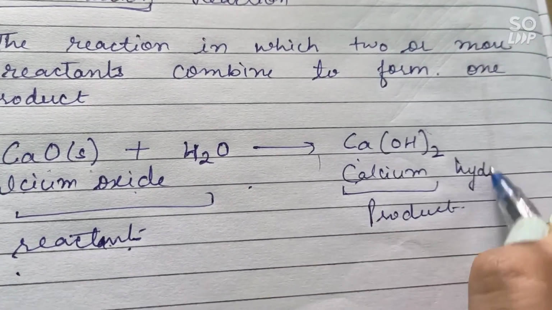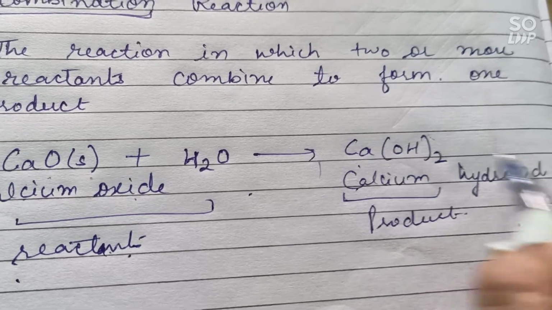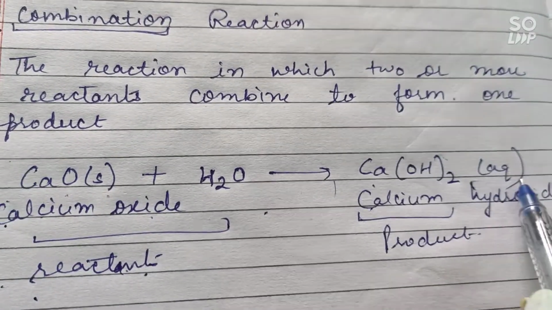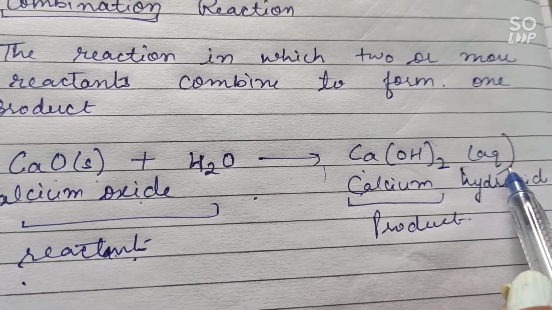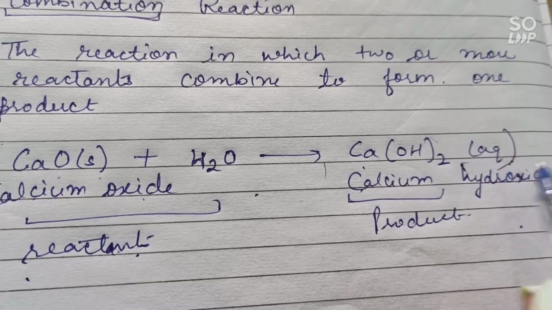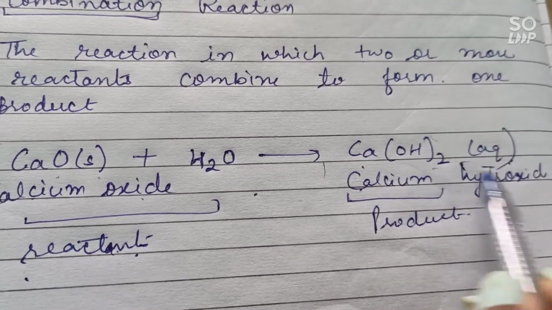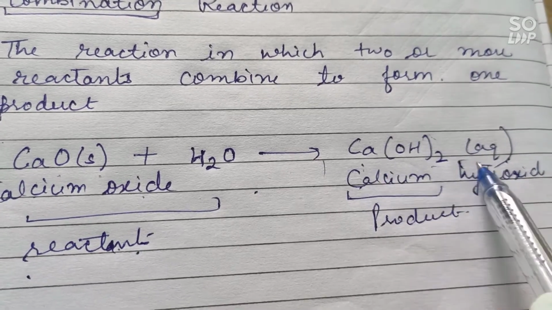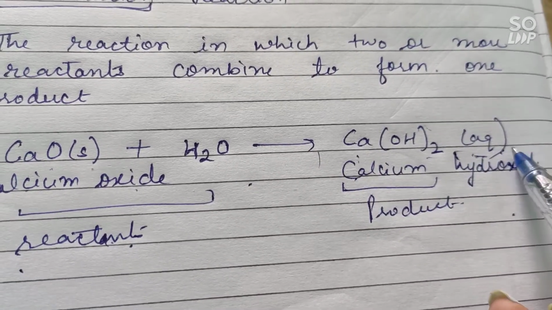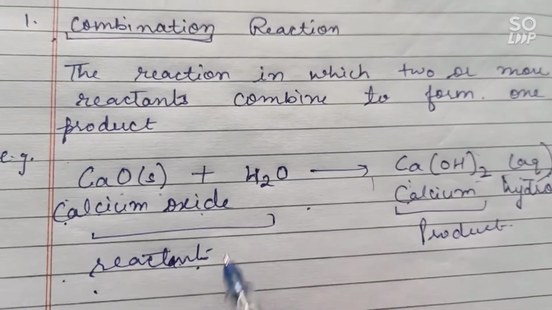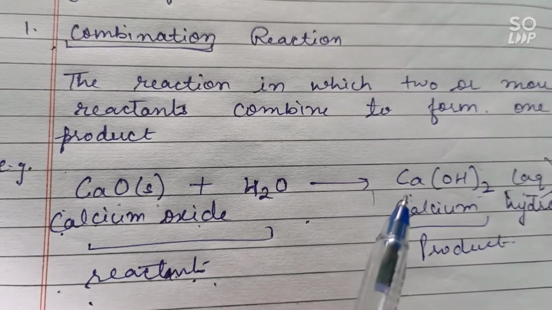This is an aqueous solution. What is aqueous? An aqueous solution is one in which the solvent is water. So what is an aqueous solution? Aqueous is that solution in which water is the solvent. So is it clear to you? Combination reaction.